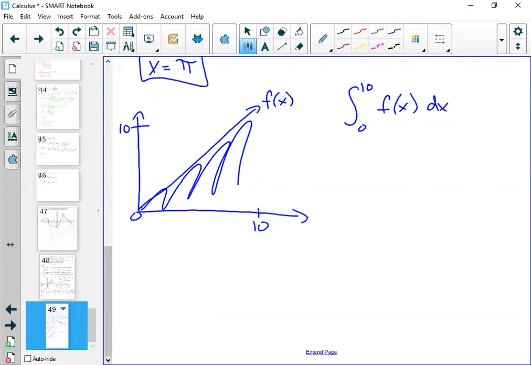And you notice that this just makes a nice, neat triangle. And so our answer would be 1/2 base times height, which is 50. I didn't give you any units here, so your answer would just be 50 or 50 units. And that's all fine and dandy.